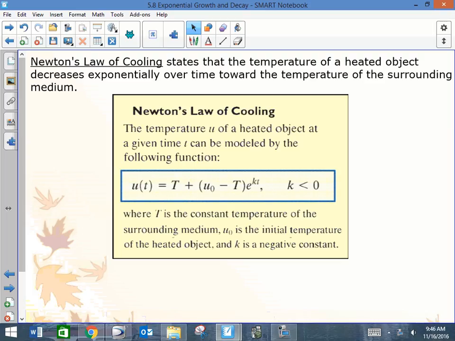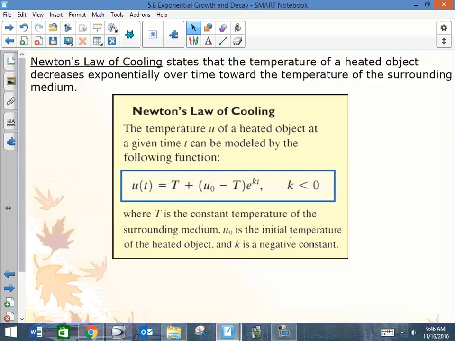First of all, the law of cooling: you take something, whatever it is, you put it in a room or in the oven, and what happens is the temperature decreases, or heating increases, exponentially over time. The good news is I'm going to give you the formula. The bad news is you have to know what all the variables mean.